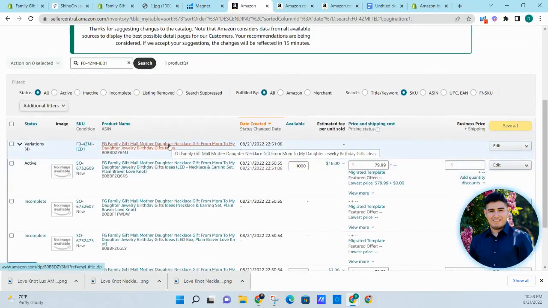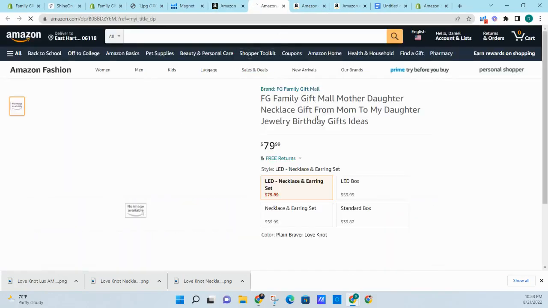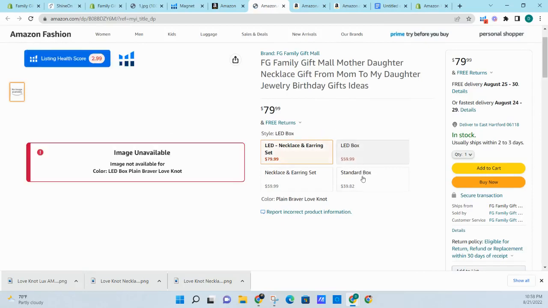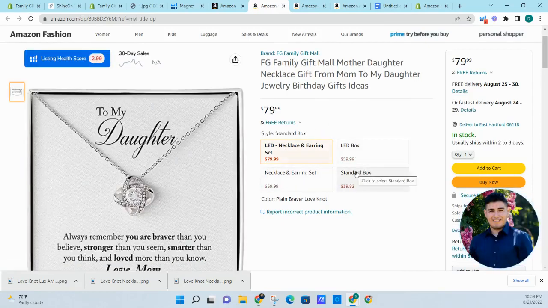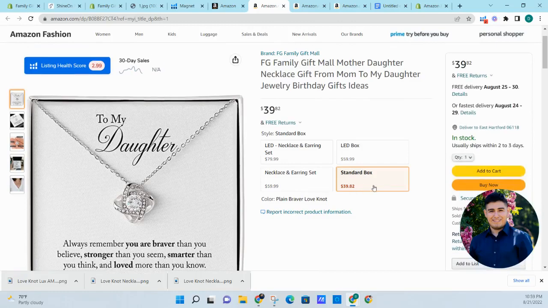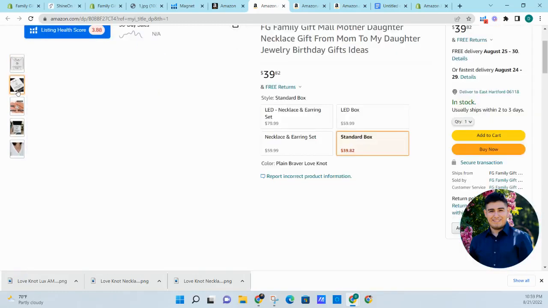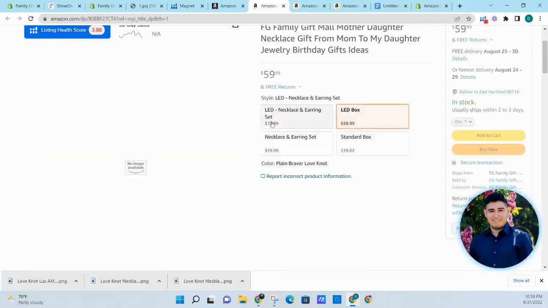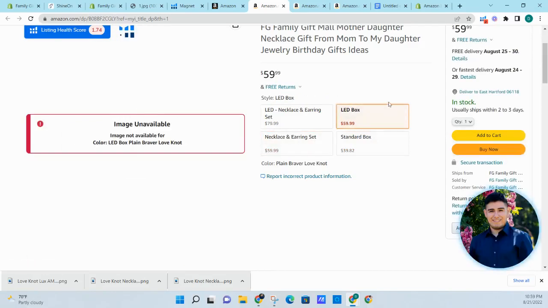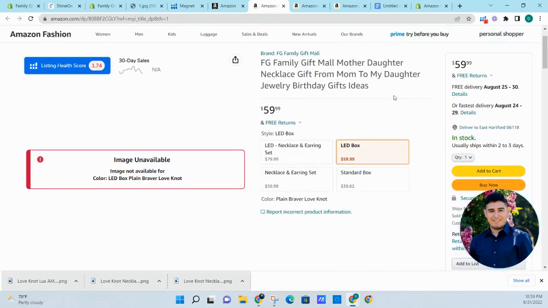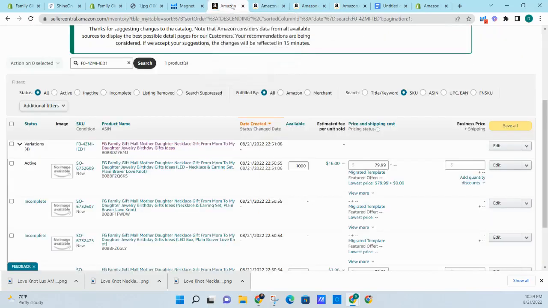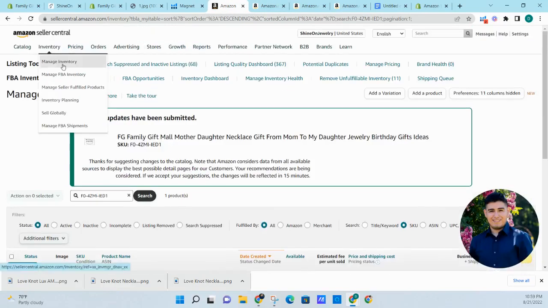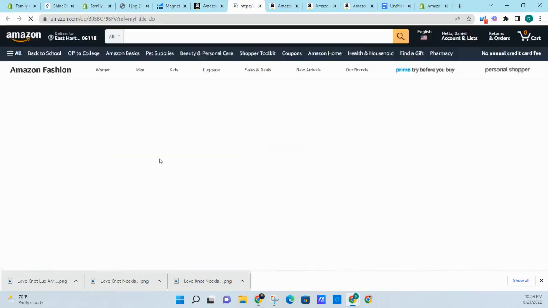Now, I know I put the images. I don't think it's going to be live yet. But as you can see, the variations are here. Oh, see, this one wants to pop up, but it might give me an error. Oh, no. Okay. So here are the images. Here's the color name. This is the standard style, the standard box. The lead box is not visible yet, but you just got to give it time, and then it should be live.